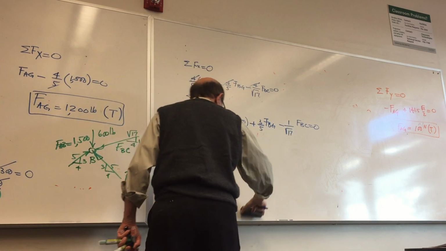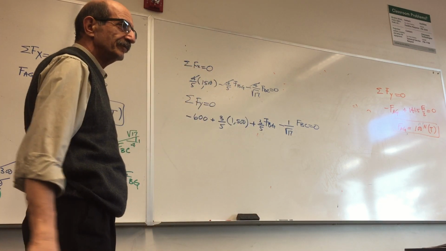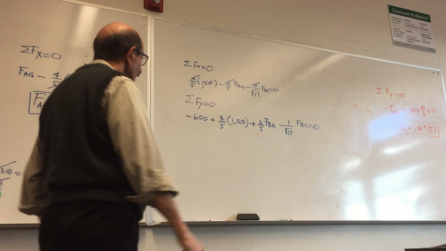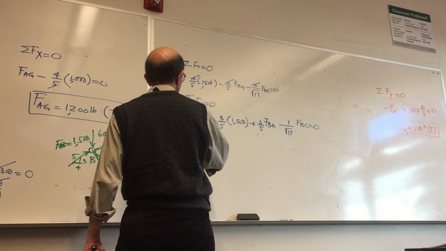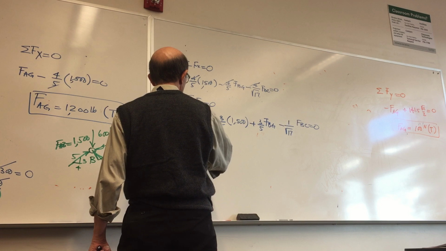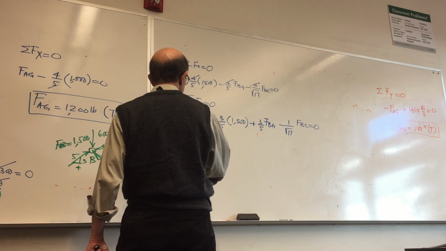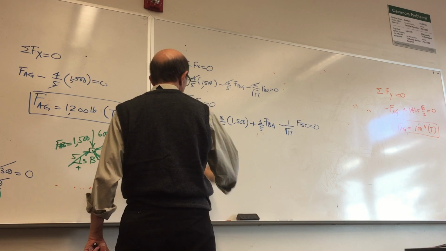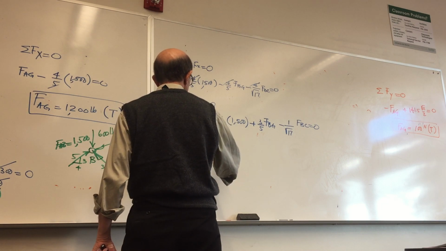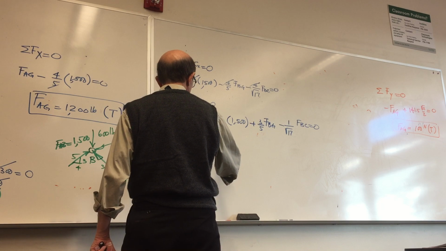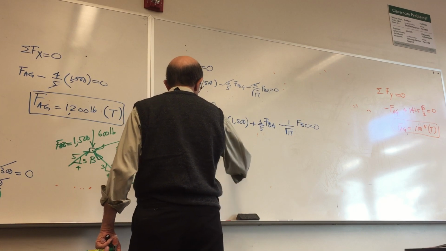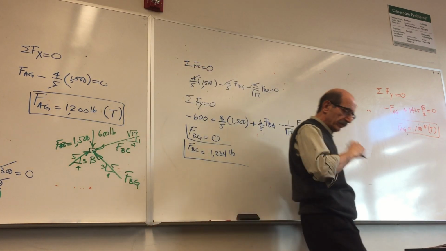I'll trust your answers. I don't know if I trust mine. That's okay. I got x is equal to 0 and y is equal to... So FBG was equal to 0 and FBC was equal to 1234. I think with FBG, in fact, you're right.